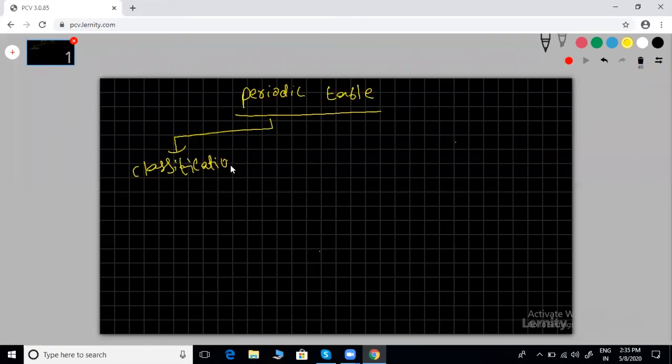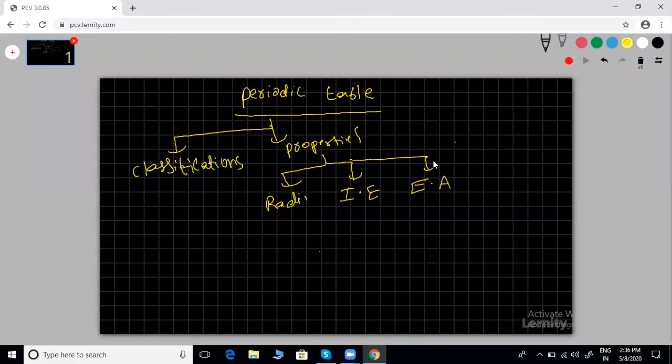Classifications. Next, periodic properties. Under that, maybe radius or radii. Next, remaining periodic properties: ionization energy and factors affecting, electron affinity (EA) and factors affecting, electronegativity, and last one, valency, oxides, acidic character. Okay, these are what we are going to discuss mainly.